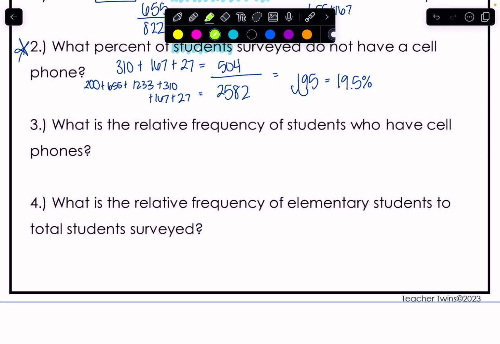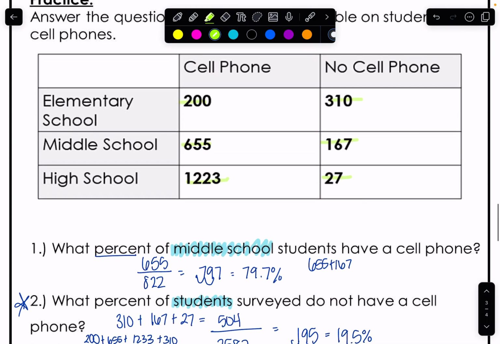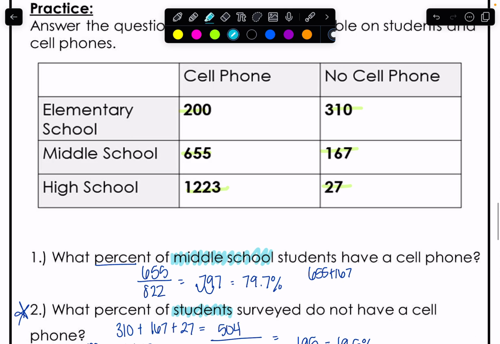So we want to, and I think this question could be a little bit more specific as well, and I think it will be on the homework. What is the relative frequency of students who have cell phones? Well, we first need to answer the question, how many have cell phones? So that's entirely this row or this column right here, right? So that's all of these numbers, right?